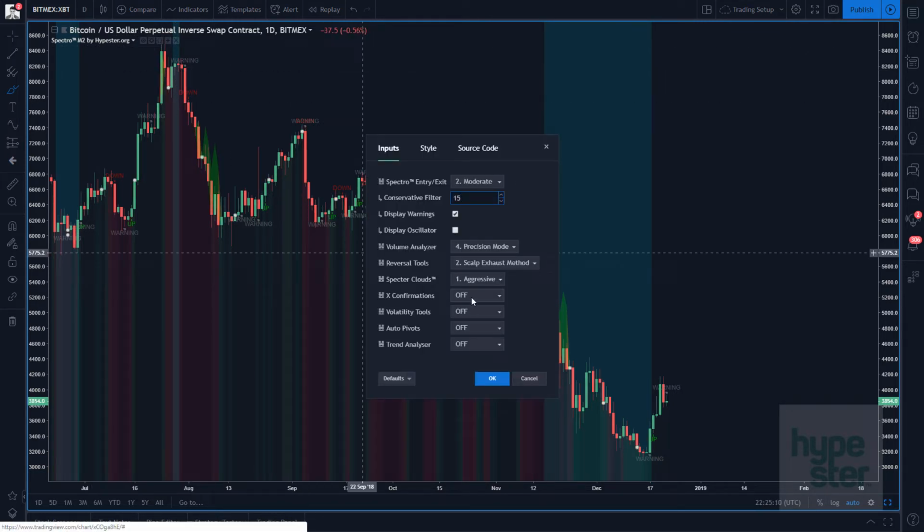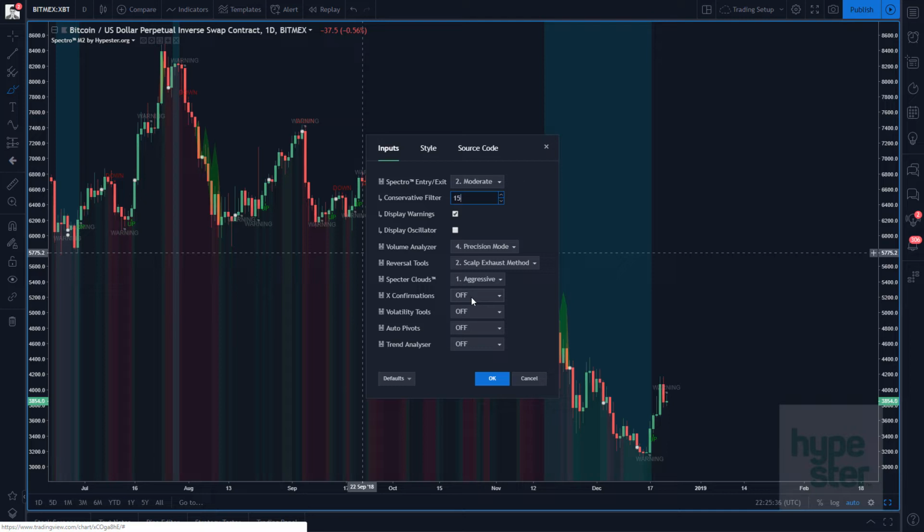So X confirmations, this is the next feature I want to cover. So what is X confirmation? What is this weird name? So basically, when you're trading, you use other indicators to confirm your analysis. So X confirmations basically check all the mainstream indicators for you.